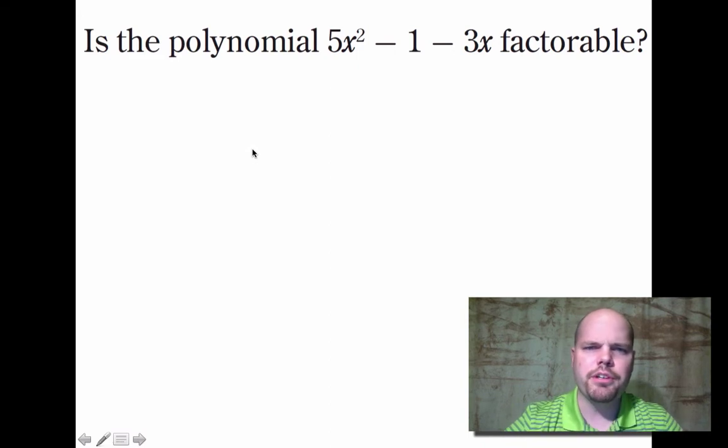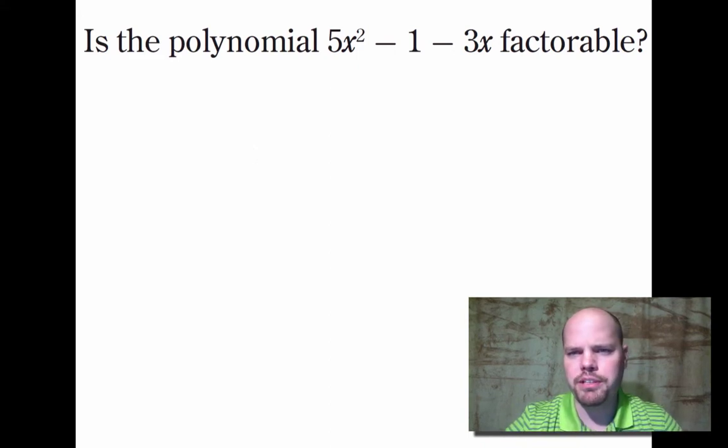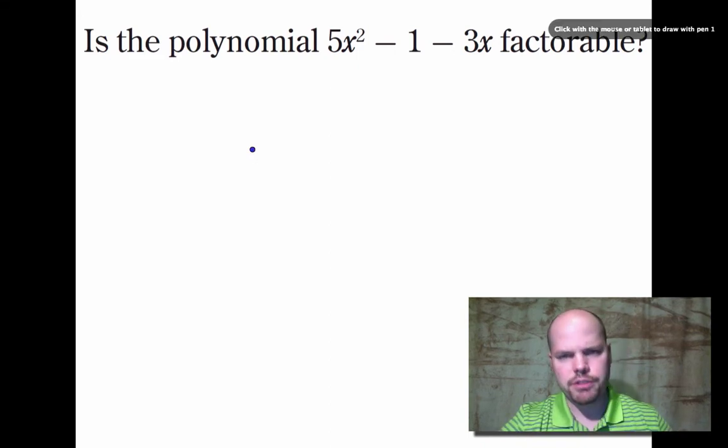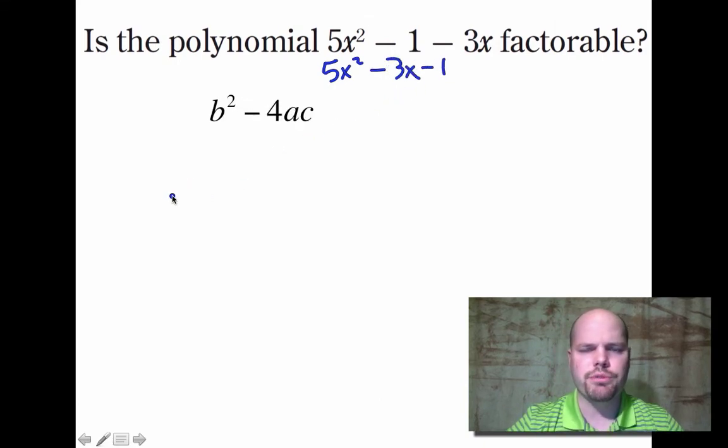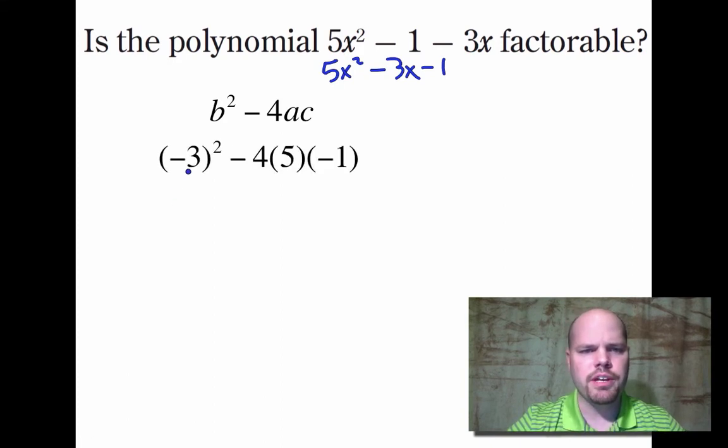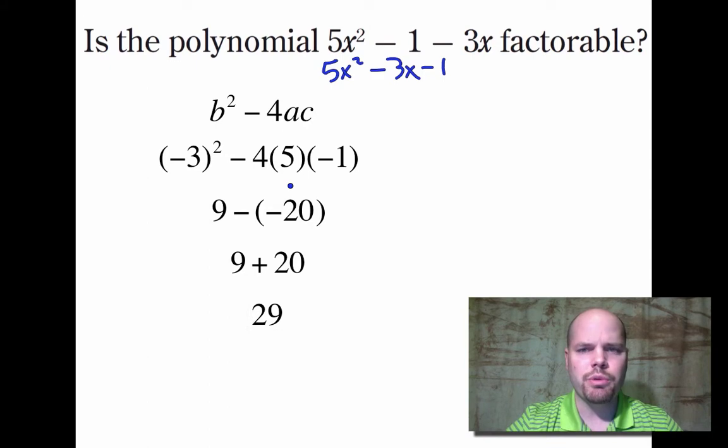All right, is the polynomial 5x squared minus 1 minus 3x factorable? Well, the first thing we do is rearrange this so we can pick out our a, b, and c values. So this would be 5x squared minus 3x minus 1. Okay, find the discriminant. So a is 5, b is negative 3, c is negative 1. So negative 3 squared minus 4 times 5 times negative 1. So that gives us 9 minus a negative 20. It's really 9 plus 20, which is 29.